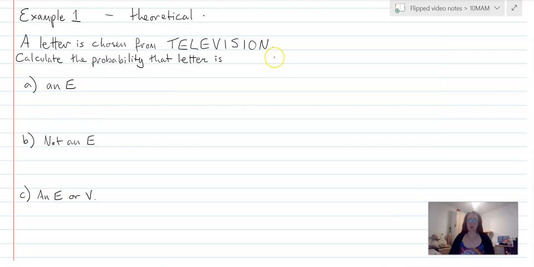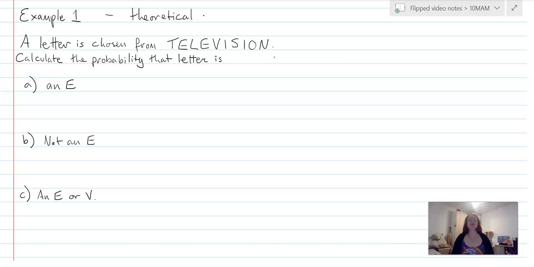All right, example 1, we're looking at theoretical probability. We're choosing a letter from the word television. This is theoretical probability because there's an equal chance of picking each letter. Imagine we've put all the letters in a bag, we're sticking our hand in, pulling out a letter.